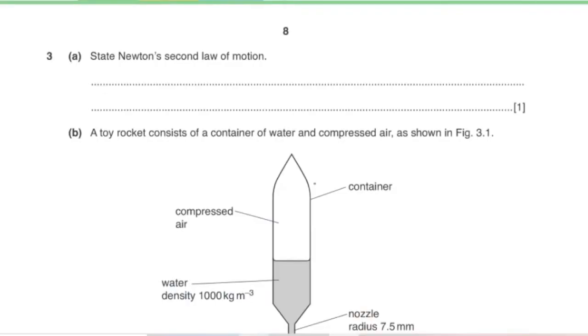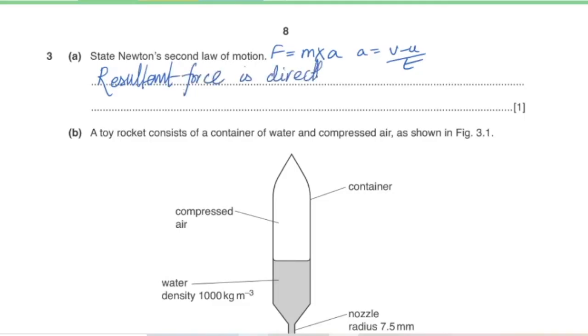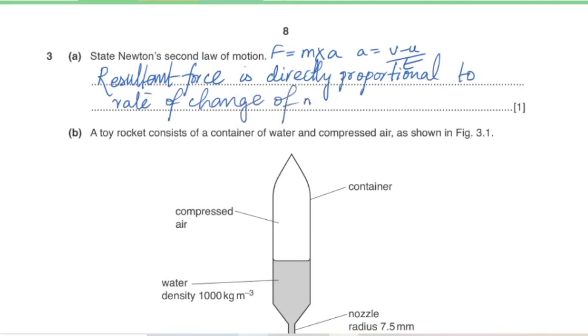Question number 3, part A, states Newton's second law of motion. Newton's second law of motion states the equation F equals m times a, where a equals (v minus u) divided by t. So I can write that resultant force is equal to (mv minus mu) divided by t, that is, force is directly proportional to rate of change of momentum.